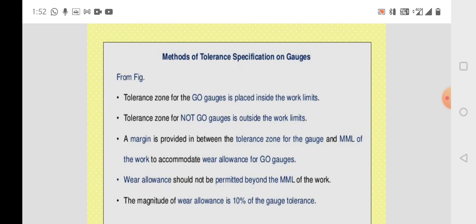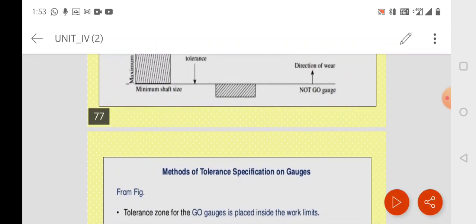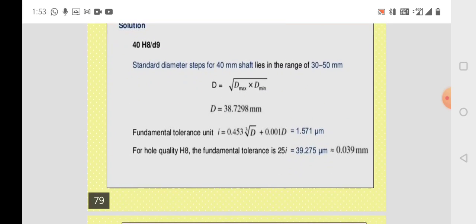accommodate the wear allowance. आता वियर अलाउन्स किती असतो, ती जी गॅप ठेवलेली आहे दॅट इज 10% ऑफ गेज टॉलरन्स. सो मॅक्सिमम मटेरियल लिमिट जी आहे वर्क पीसची त्याच्यात आणि गेज टॉलरन्सच्या मधात गॅप असते, that is what is known as wear allowance for go gauge. Wear allowance should not be permitted beyond the MML. MML means maximum material limitच्या वर wear allowance देता येत नाही. The magnitude of wear allowance is 10% of the gauge tolerance. So this is summary of this same diagram. Then we'll see the problem.